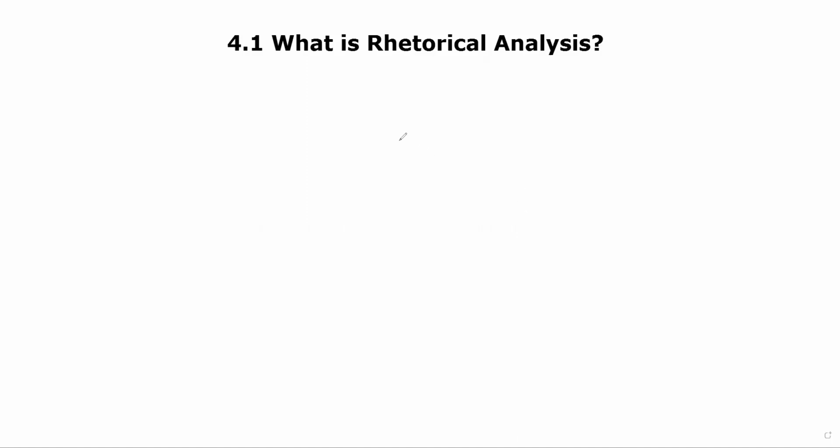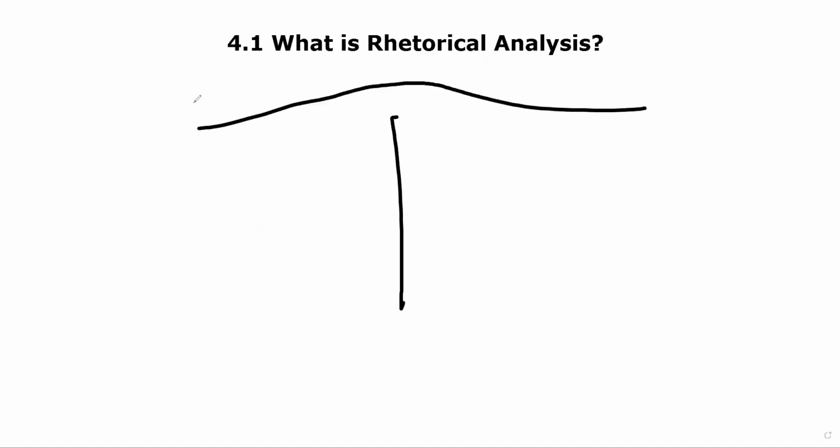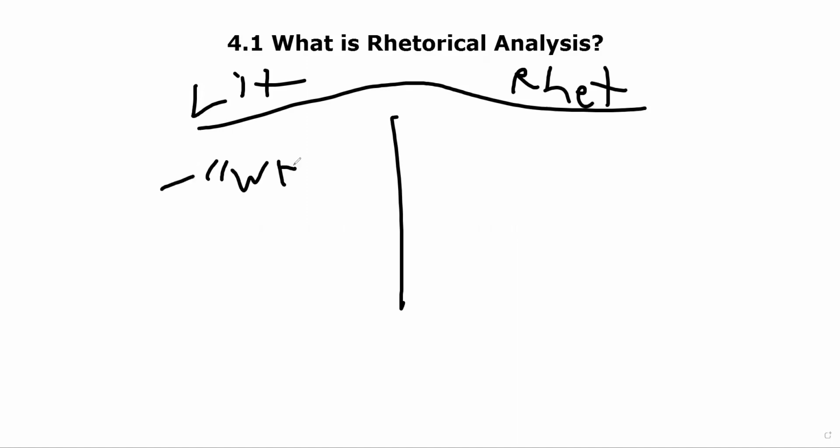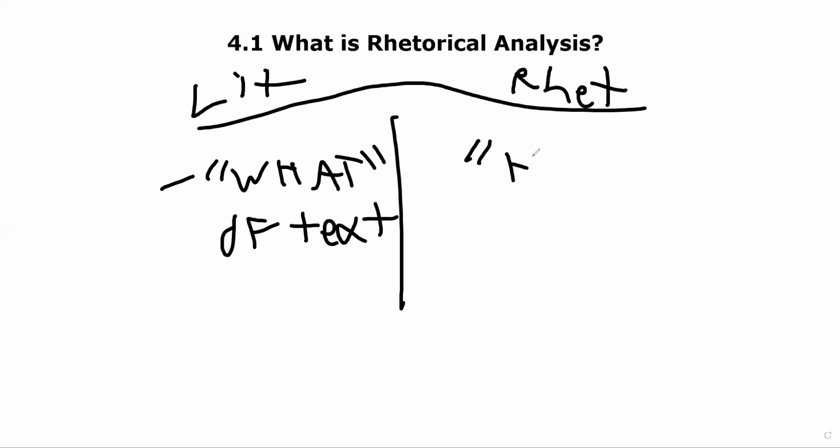So to quickly differentiate these two, we'll use a T-chart here. We have literary analysis on one side, and we'll have rhetorical analysis on the other. Again, literary analysis is concerned with the what of a text, whereas rhetorical analysis is concerned with the how of the text.